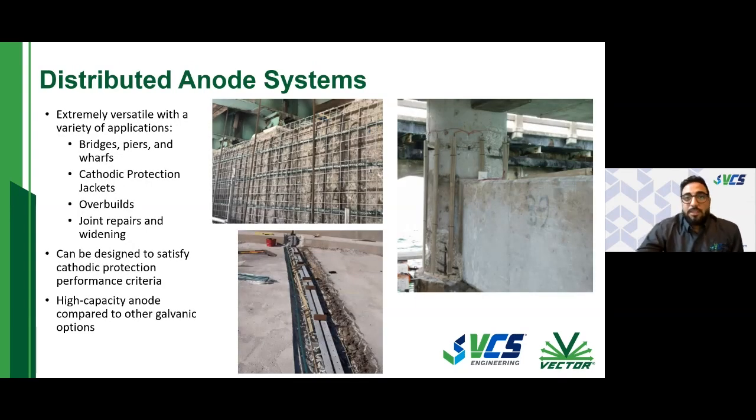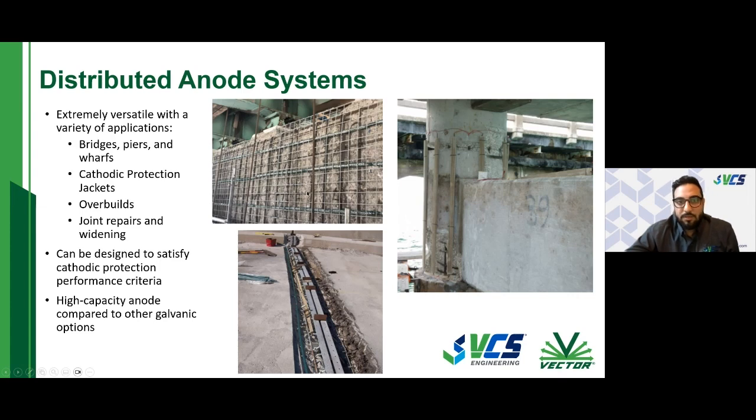Going into the distributed anode systems, they're extremely versatile anodes. We've used them on a number of various different projects, such as bridges, piers, cathodic protection jackets, overbuilds, expansion joint repairs, and road widening or deck widening projects as well. You can see here we have different examples. On this image, we're seeing a pile jacket where the anodes are being installed around the circumference of the pile, and they're connected all together and then connected to the steel here.